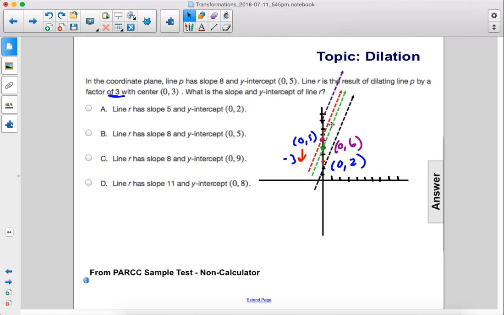All right, so here's our new line, and what y-intercept does it have? If we had (0, 6) and then we went back up 3, that would be (0, 9). And remember, all these lines here have the same exact slope, which is 8. So we have a slope of 8 and a y-intercept of (0, 9). The answer is C.